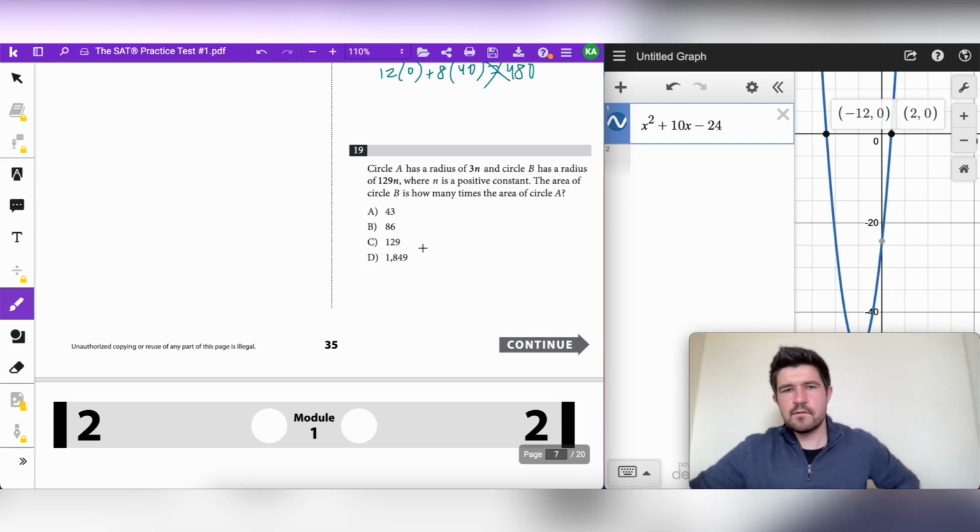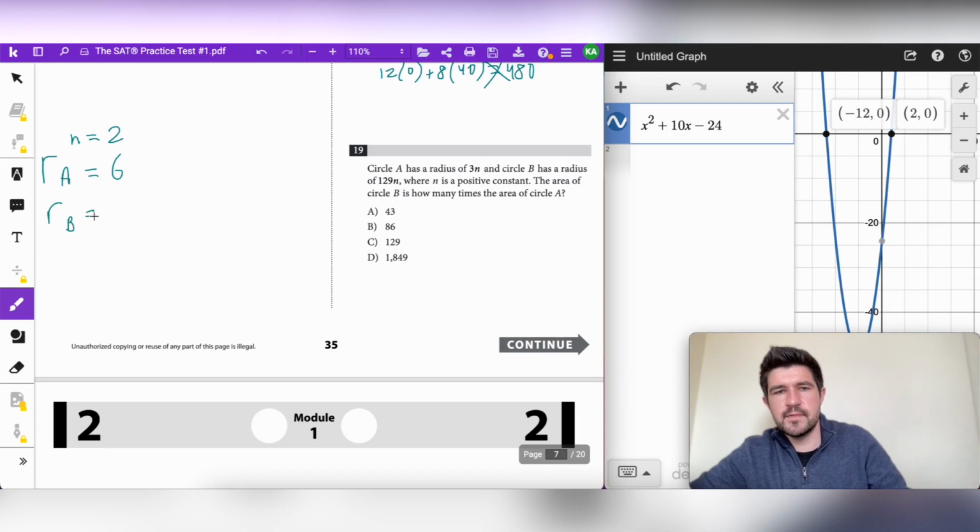Okay, awesome. So it turns out that it doesn't really matter what the value of n is here, but we can certainly put in a value for n that we choose just to see how the math works out. So what I mean by that is, what if we just say n is going to equal, I don't know, 2. So if n is 2, then circle A has a radius, let's say r sub A, the radius of A would be 6, right? And the radius of circle B would be double 129, which is, I guess, 258. You can check me on that if you want.